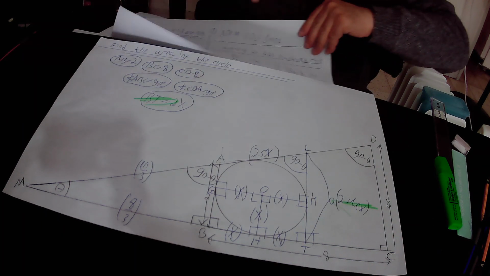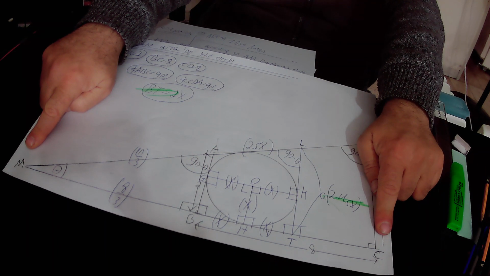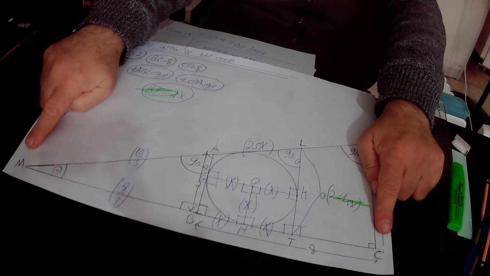What is the length of CM? From the drawing it is very easy to see that CM in total equals CB plus BM. That is to say, CM equals CB, that is 8, plus BM, that is the missing side. So in total, CM equals 8 plus BM.